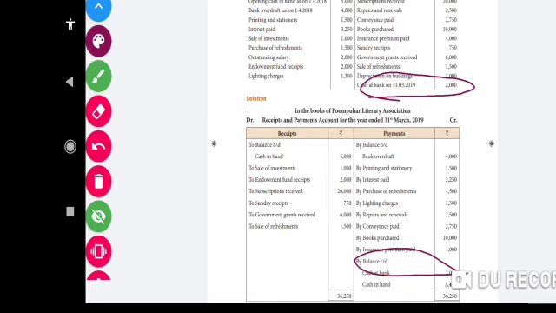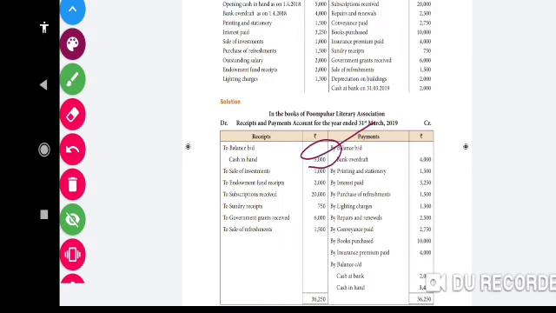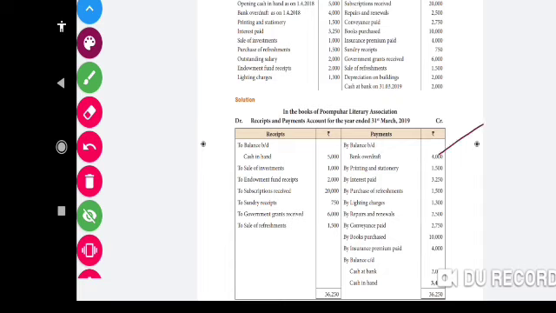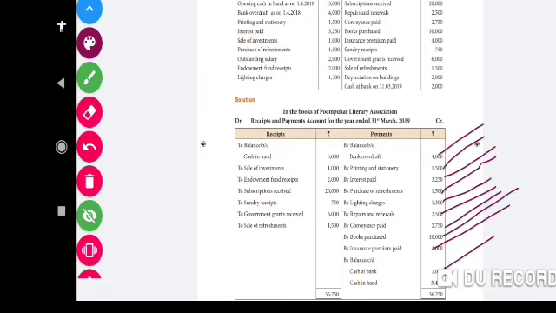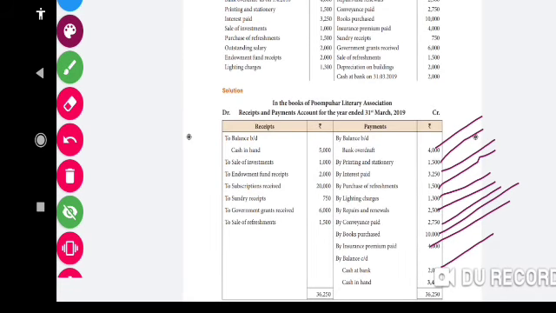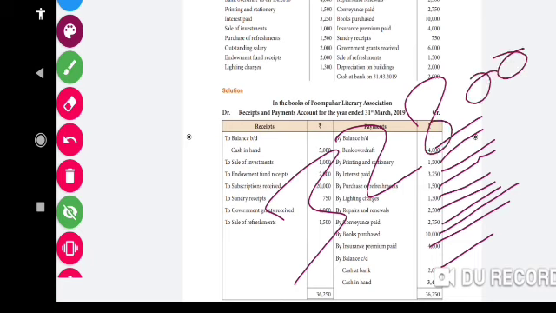So calculate the value. Receipt side: 5,000, 1,000, 2,000, 20,000, 750, 600, 6,000, then 1,500. Total the value 36,250. Calculate the payment side: 4,000, 1,500, 3,250, 1,500, 1,300, 2,500, 2,750, 1,000, 10,000, 4,000. Then cash at bank balance is 2,000. Calculate the value 32,800.